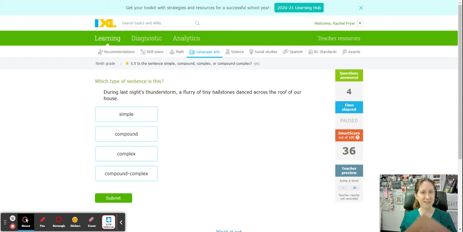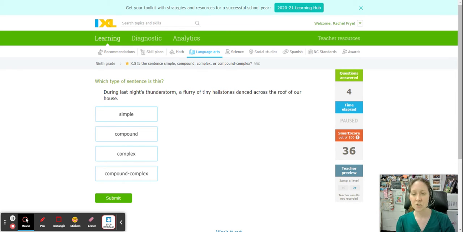You're welcome. I know this is me using all the technology I have. So here is an example of an IXL that asks you to differentiate between simple, compound, complex, or compound complex. I thought it would be a good idea if I talked you through my thought process, so metacognition. I'm going to talk you through my thinking through each of these IXLs. Not all of them, but some of them.